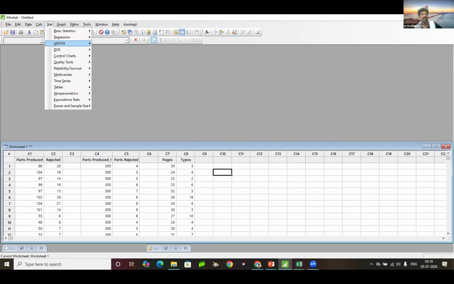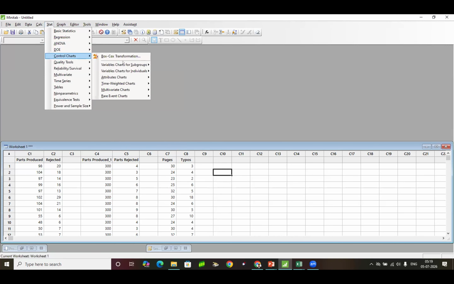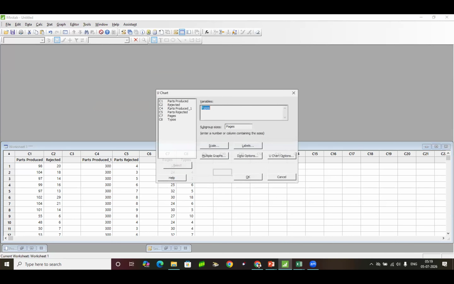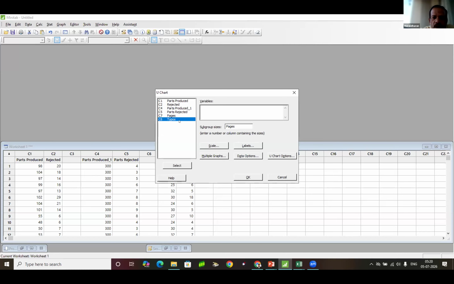Then let us try once again. Control charts. I don't know where it's wrong for you. Yeah, that is okay. Now the C7 and C8 in the box, it is not coming. In the left side, that box. Here, I am getting only C4 and C5, that old data.